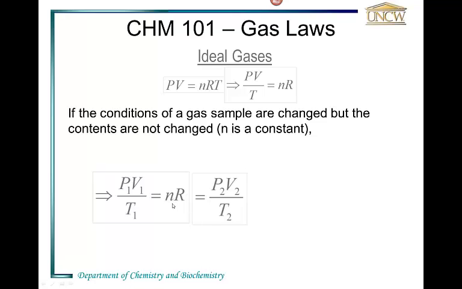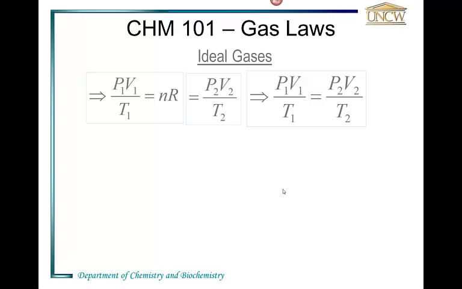In other words, the number of moles of gas after you do the change, let's say you change the pressure or the temperature, will be the same as before you did the change, because you have a closed system and no gas escaped and no gas was pumped in. So with that in mind, we have the relationship when the number of moles is the same: P1 V1 over T1 equals P2 V2 over T2.